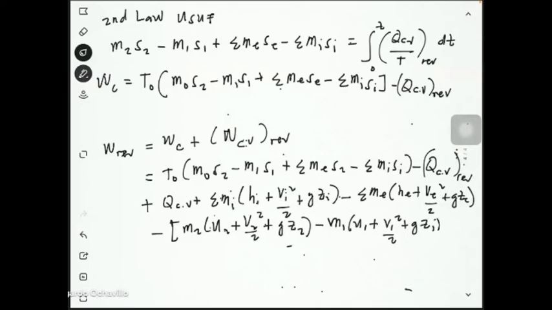Okay, now any questions so far? This is your reversible work considering a fixed mass system, or considering mass constant throughout the process. Okay, any questions so far? Yes.